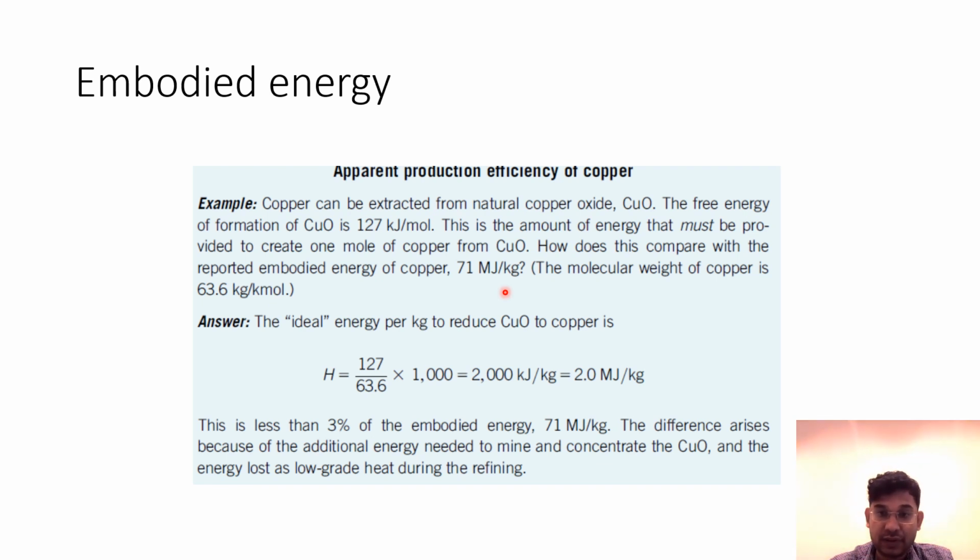Such differences exist, and it arises from the fact that you have to have so many additional steps to actually go from CuO in the ore, in the ground, to really producing copper, the metal. You have to go through beneficiation, concentration, all these things that I actually explained in the lecture. And that is why you have to supply such enormous energy. That's just the idea behind embodied energy. If you solve this problem, you would have immediately seen what's happening.